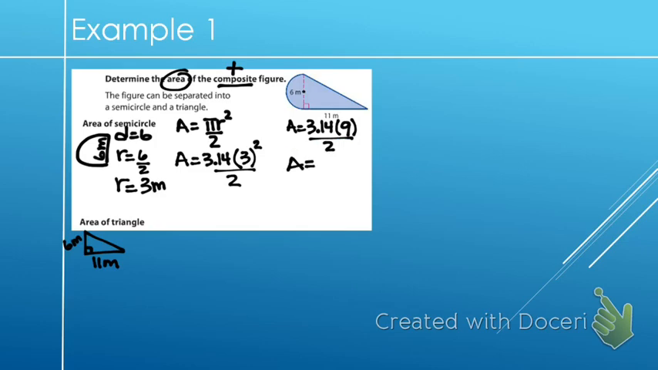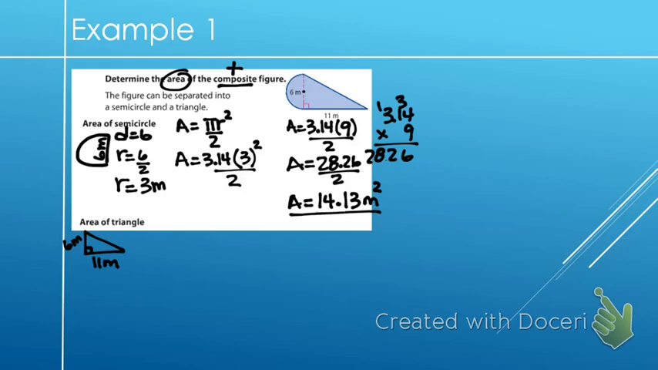Okay, so I have 3.14 times 9. I get 28.26. Don't forget to divide by that 2. When I divide by 2, I get 14.13 meters squared. And that's just for the semicircle, so that's not the answer.